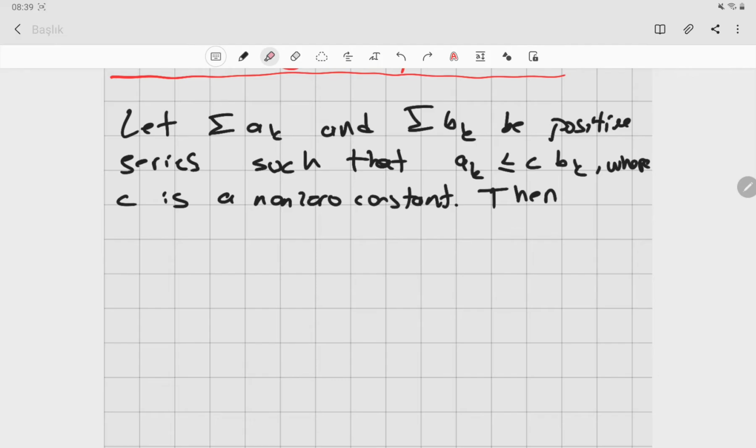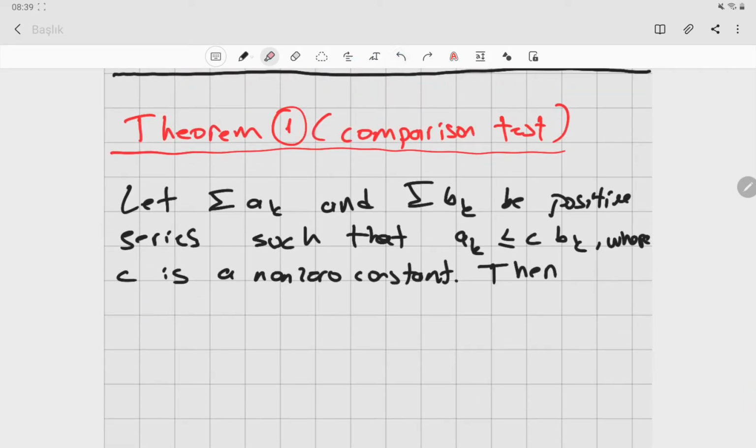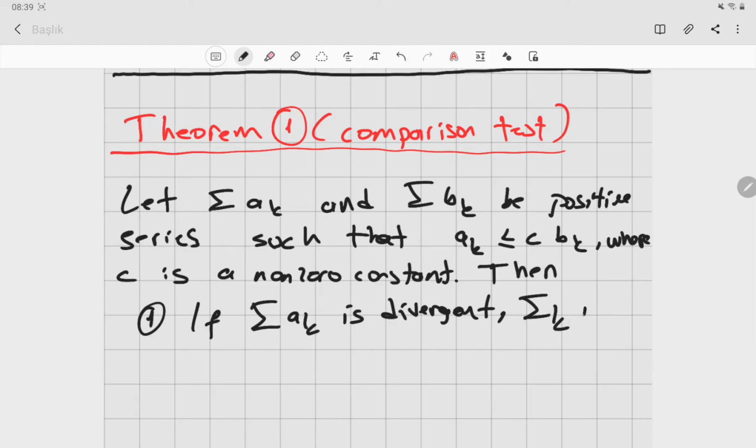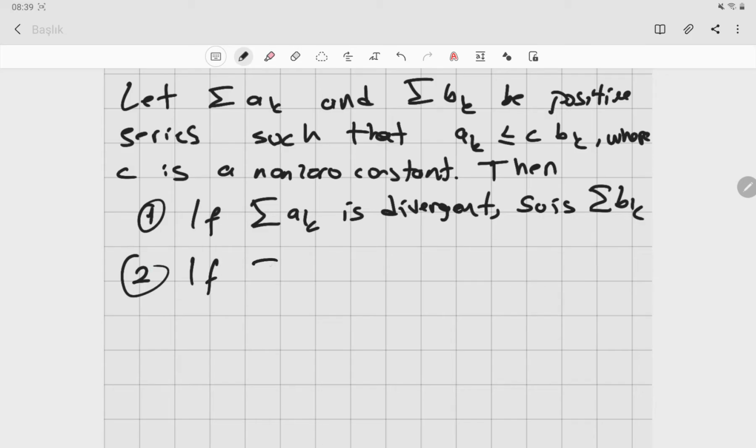Okay, then if a_k is divergent, then so is b_k, and if b_k is convergent, so is a_k. Okay.